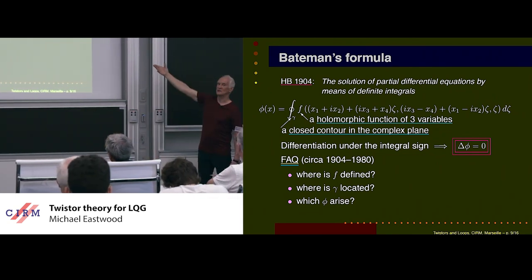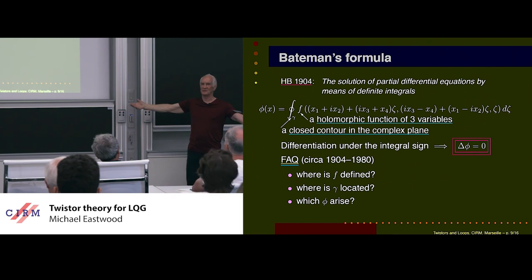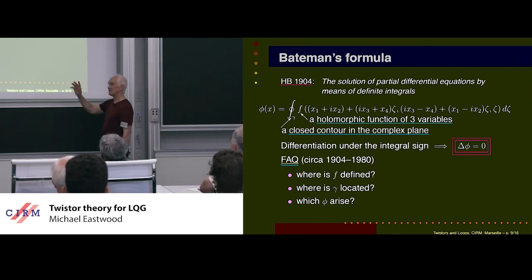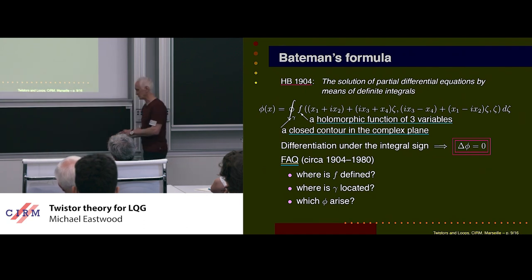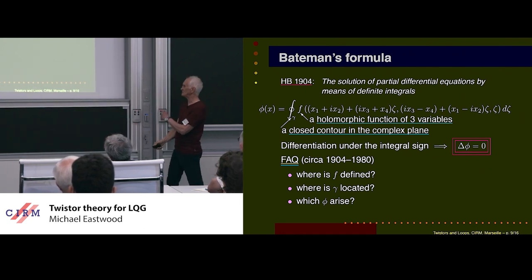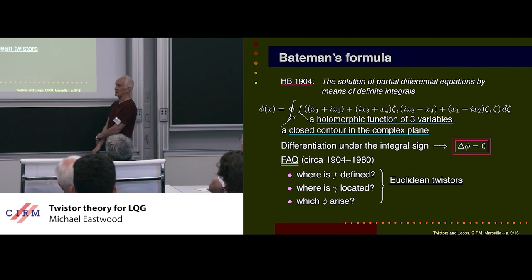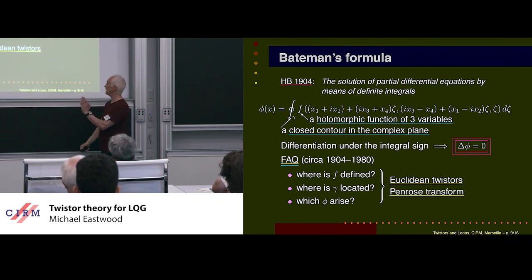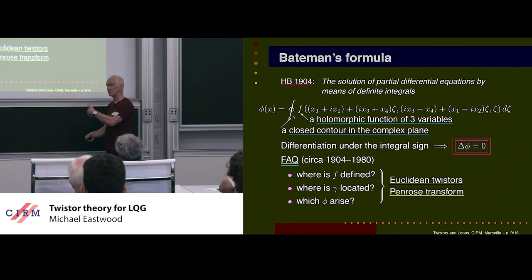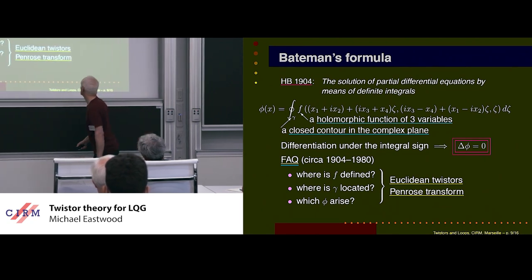This might be a very interesting formula. You might always get zero. That would be no good at all. Ideally, what you'd get is the general harmonic function of four variables. Anyway, these things are answered. It's very clear now what's going on. It's answered by Euclidean twistors, and by something called the Penrose transform, which is what I'm about to discuss.